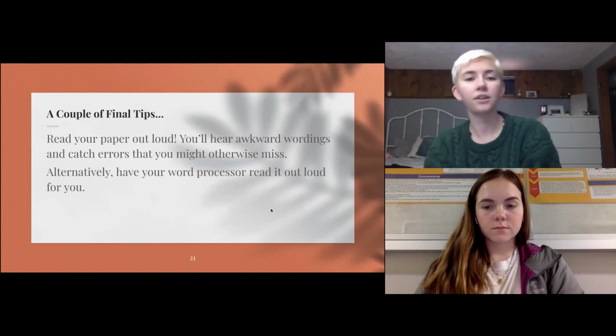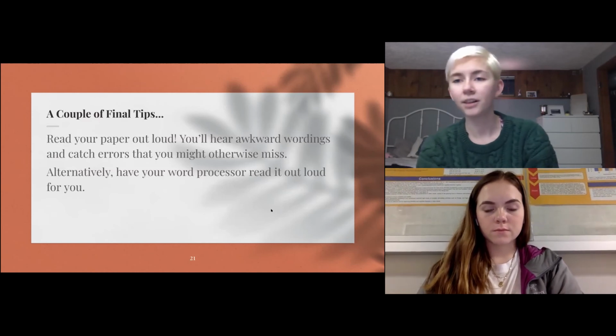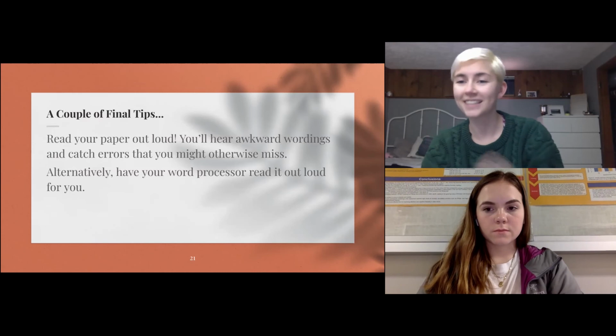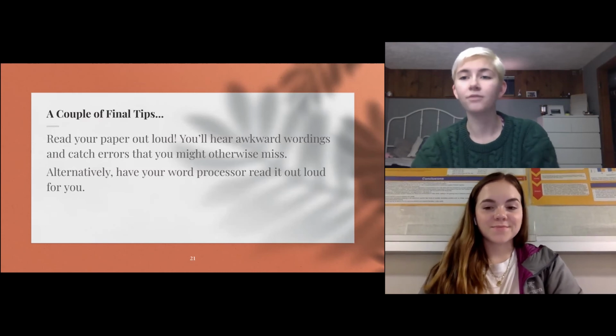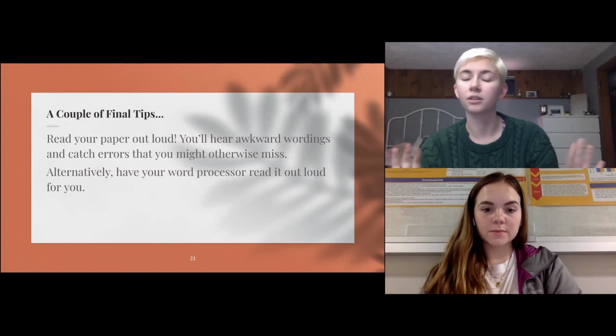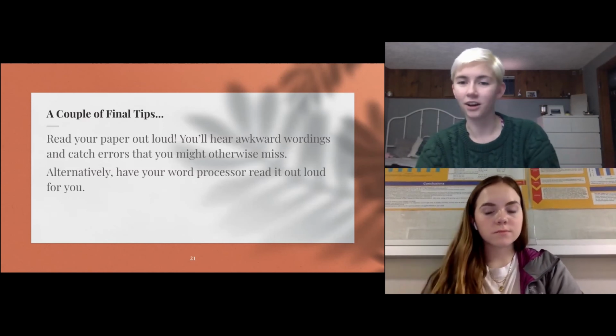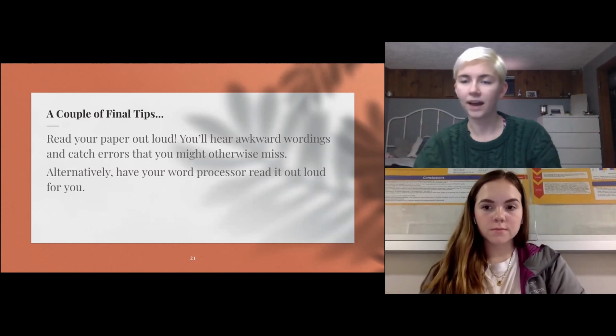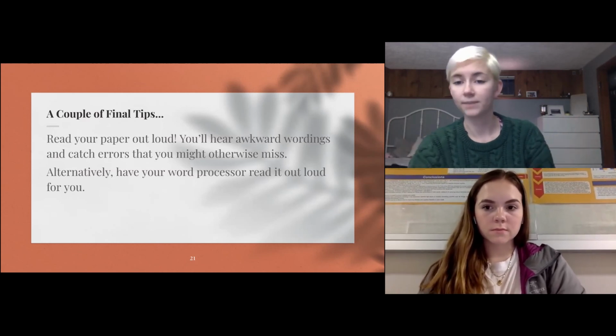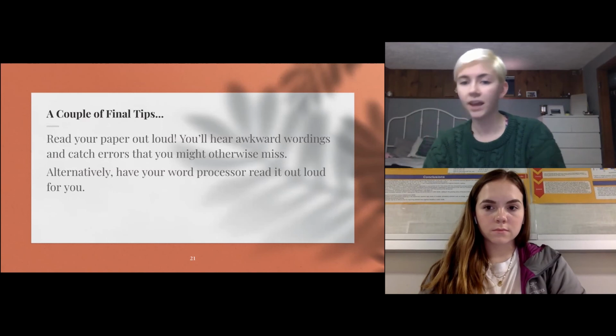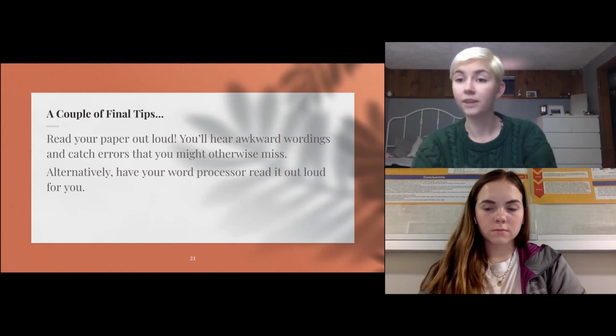So a couple of little final tips. Read your paper aloud. Like, people, it sounds weird. Genuinely, it is so helpful. It really helps you read out the longer sentences, maybe add some periods if they've gotten really, really long. And it helps you hear it out loud, and you'll catch things that you might otherwise miss. Another alternative is to have your word processor or Google Translate read it aloud for you. Which again, you're going to catch those little spelling errors and grammatical errors that you might have missed otherwise.